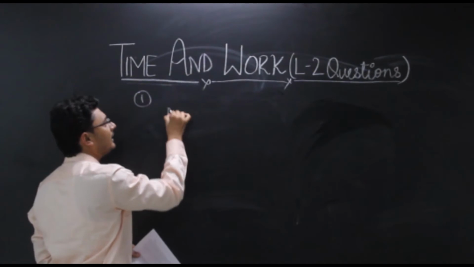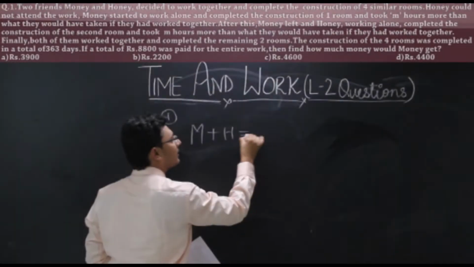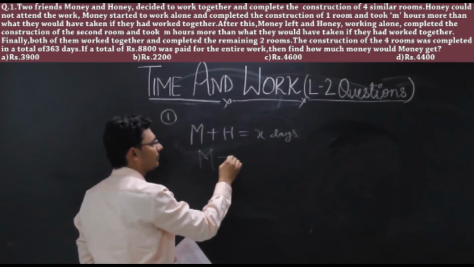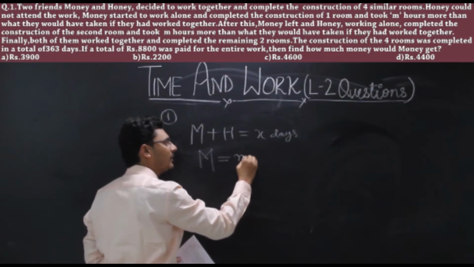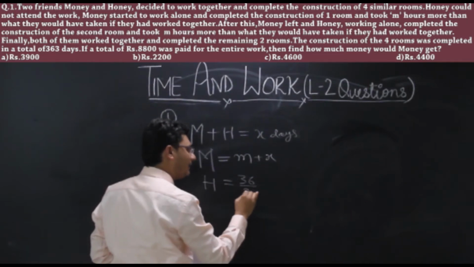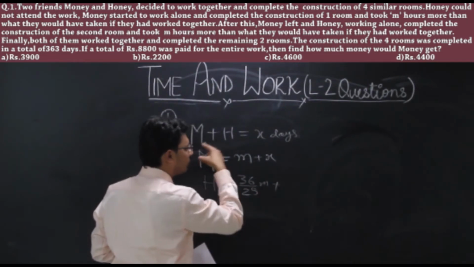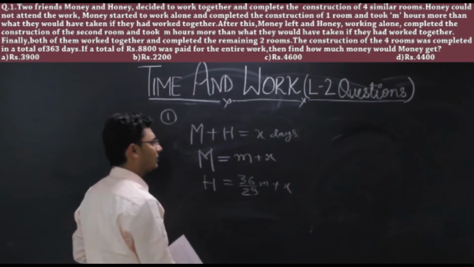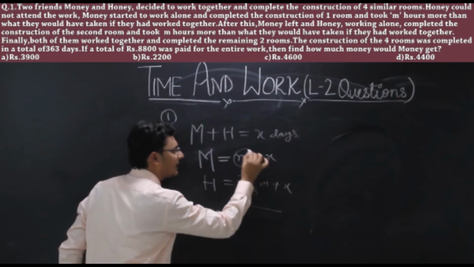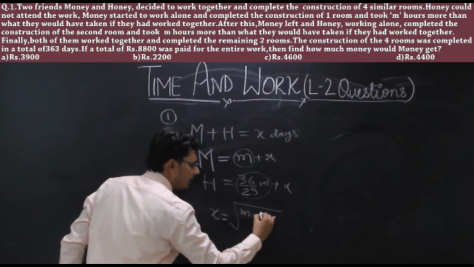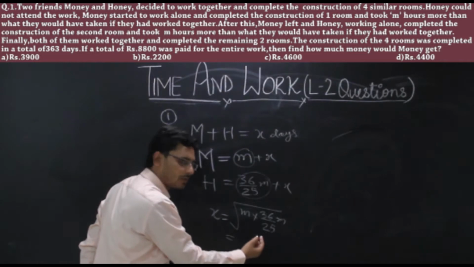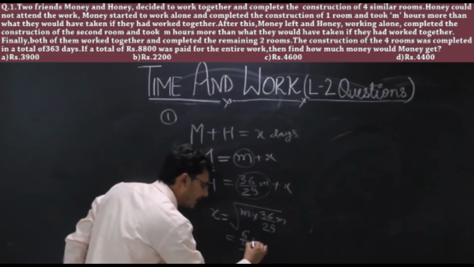Question number 1. Money and honey together take X days. Money takes M days more than what both take, so it would be M plus X. And honey takes 36 by 25 M plus what both took, X. So from yesterday's derivation, X is nothing but the root of, this is my P and this is my Q, M into 36 by 25 M, that comes out to be 36 by 25 M square, that is nothing but 6 by 5 M.